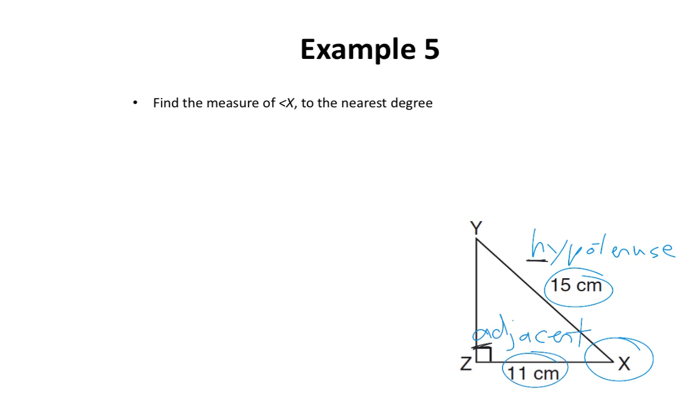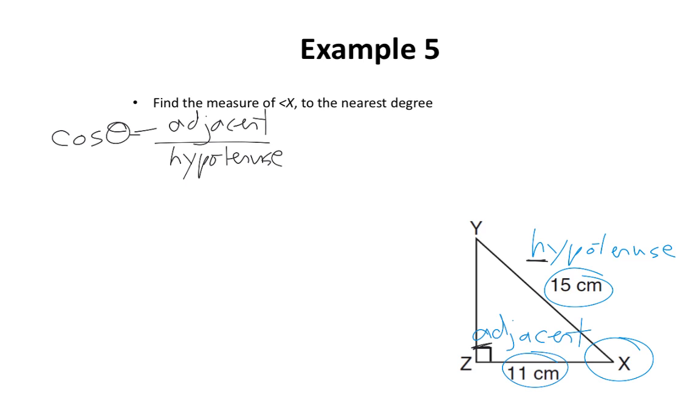We need to find a ratio which contains both A and H, and that would be CAH. So cos theta is equal to adjacent over hypotenuse.